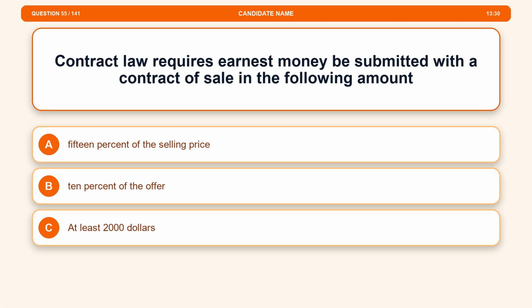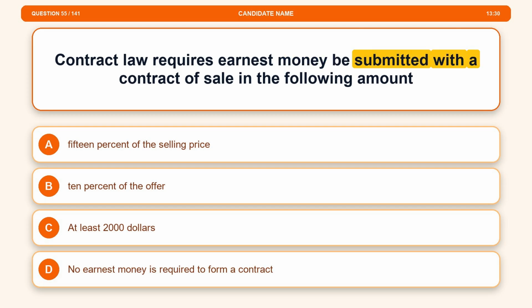Question 55. Contract law requires earnest money be submitted with a contract of sale in the following amount. Option A, 15% of the selling price. Option B, 10% of the offer. Option C, at least $2,000. Option D, no earnest money is required to form a contract.